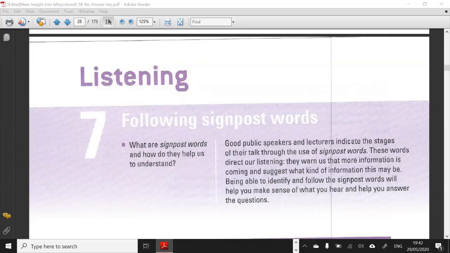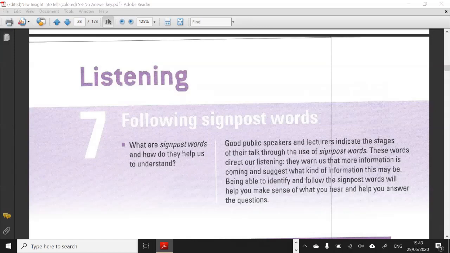Okay, it's very interesting. It's using the technique of signpost words. What are signpost words and how do they help us to understand? Good public speakers and lecturers indicate the stages of their talk through the use of signpost words. These words direct our listening. They warn us that more information is coming and suggest what kind of information this may be.